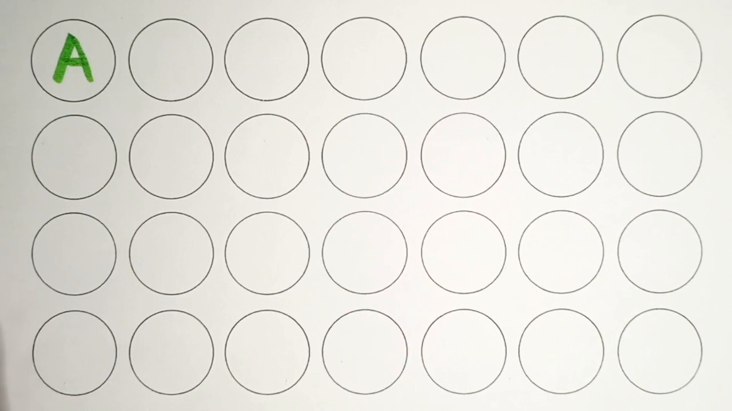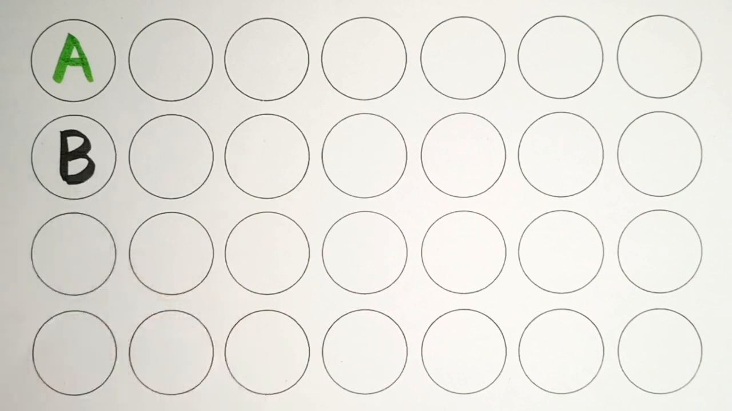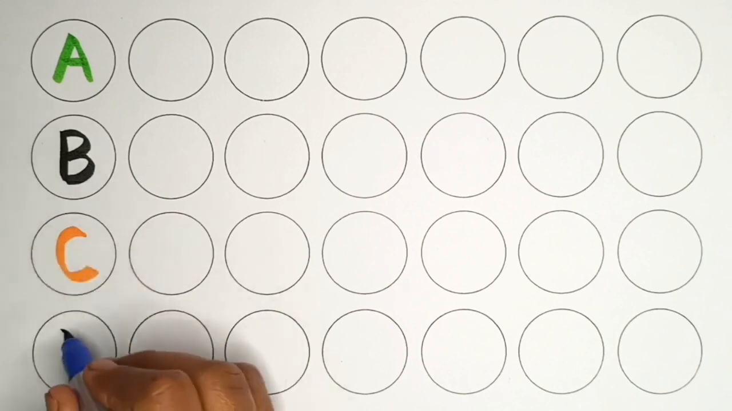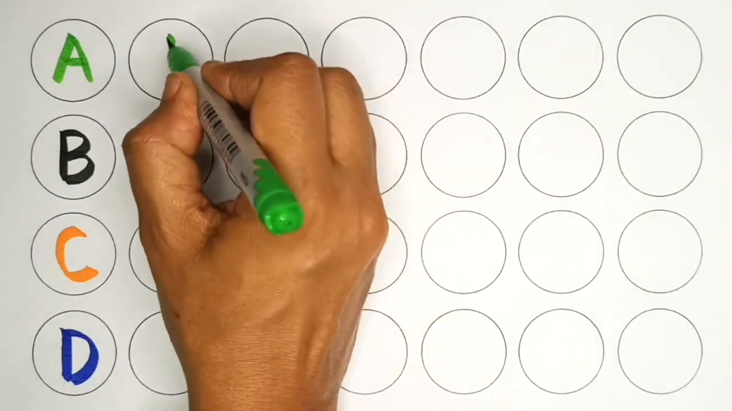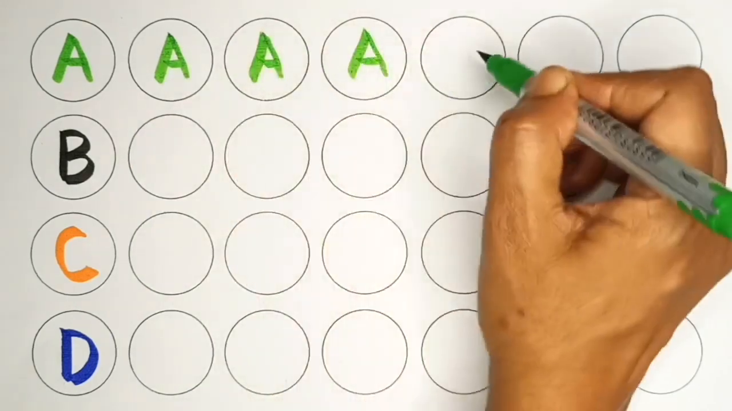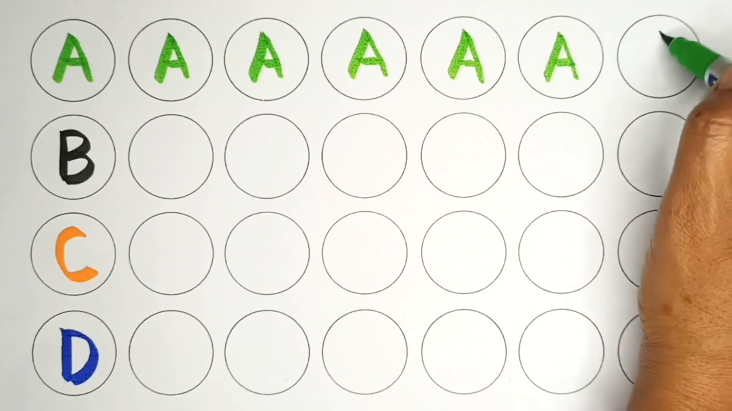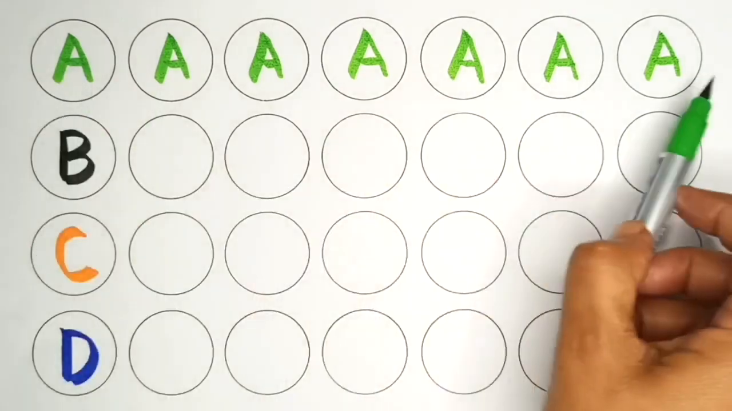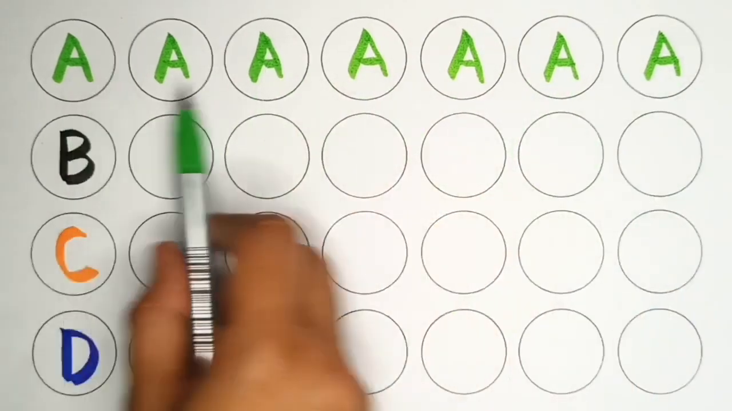A for apple. B for ball. C for cat. D for dog. A, green color. Green color. A for apple.